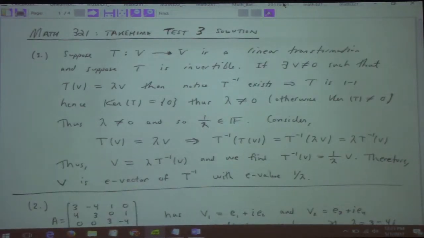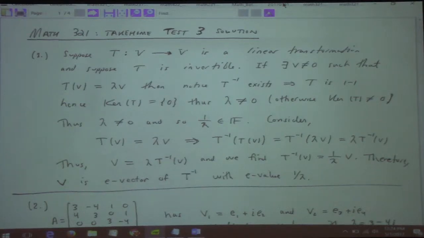So the point is, if T is linear and invertible, first of all, it means that lambda cannot be 0. So that's one of the things we should have argued. If lambda is 0, that means the kernel is non-trivial. If the kernel is non-trivial, the function is not injective. If the function is not injective, it's not invertible. So lambda cannot be 0. I don't have to tell you that. That is logically implied by the invertibility of T.